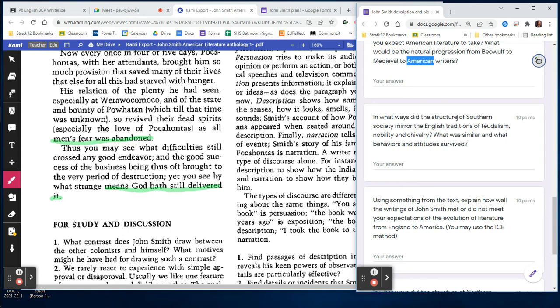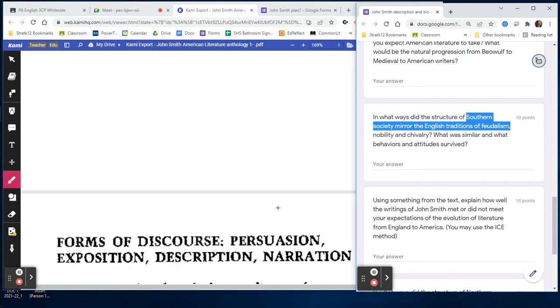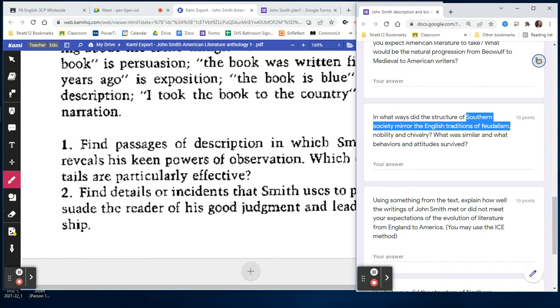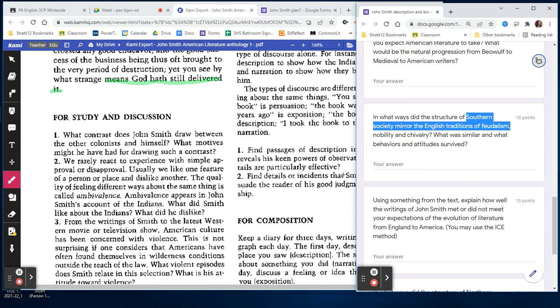In what ways did the structure of Southern society mirror the English traditions of feudalism, nobility, and chivalry? What was similar, and what behaviors and attitudes survived? Well, the Southern society had leaders, right, who were in charge, and everybody else was supposed to do what you were told. So Smith was trying to make himself out to be this great leader, certainly trying to show how he was like nobility and he was chivalrous, worrying about everybody else, taking care of everybody else, like a knight in shining armor.